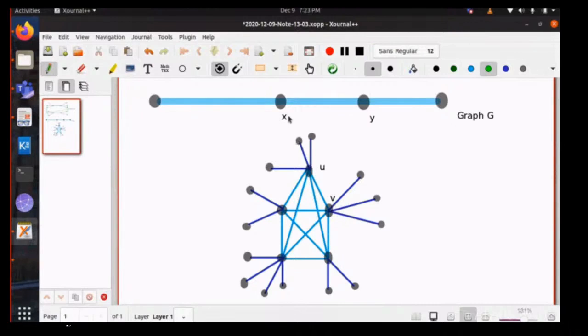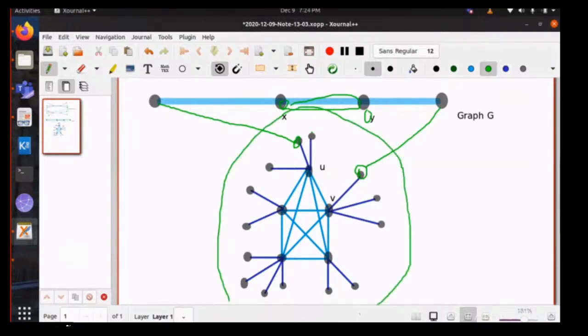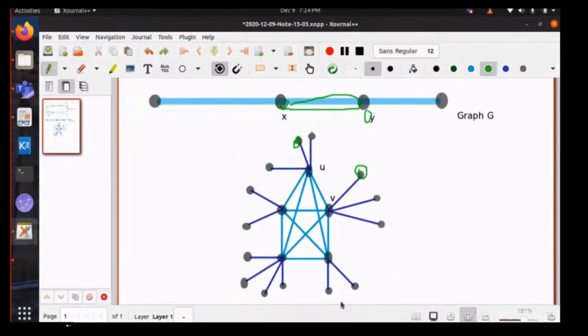Now we are going to replace this edge with this graph, that is, x will be replaced by any of these vertices, this or this. Suppose we are replacing x with this vertex and y with this vertex, then our new graph is going to look like this. Now we are going to replace each such edge with this type of graph.